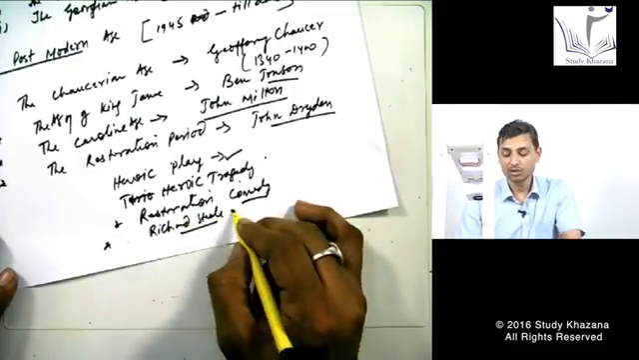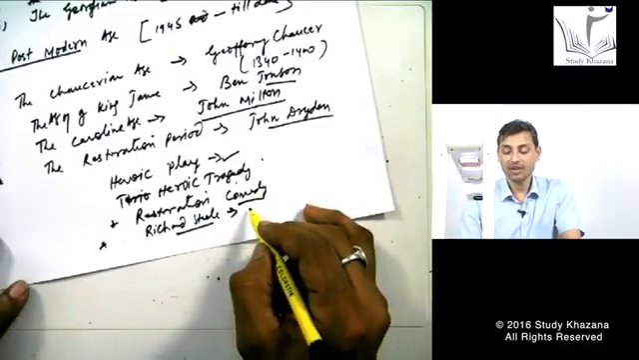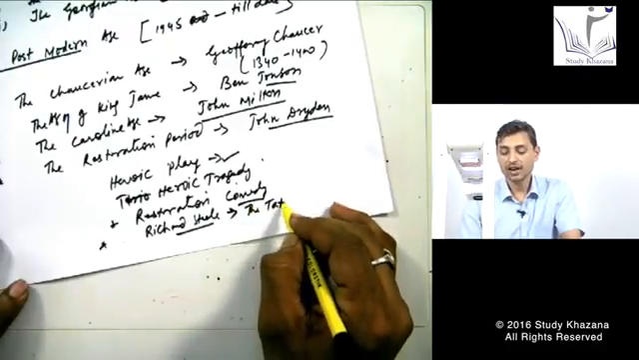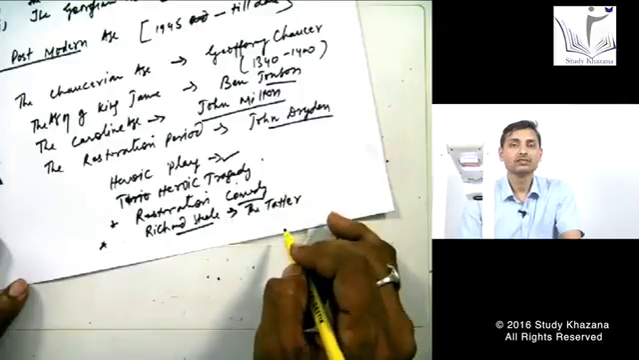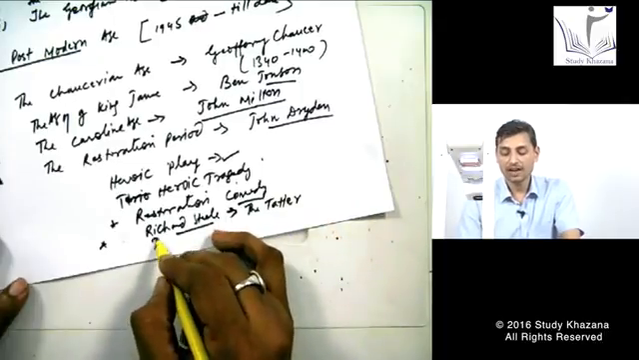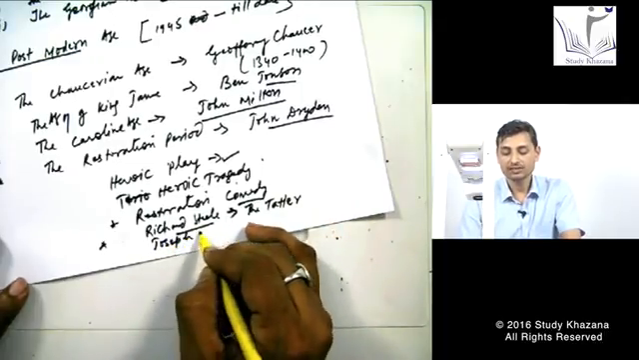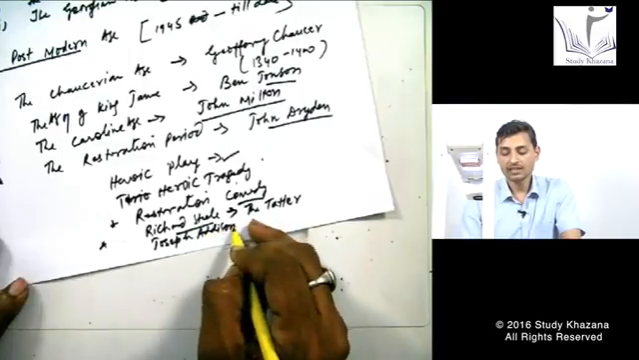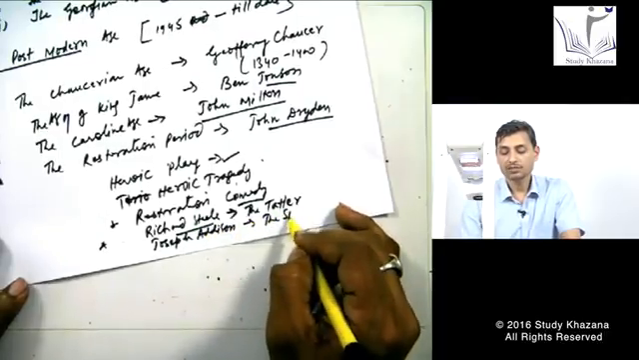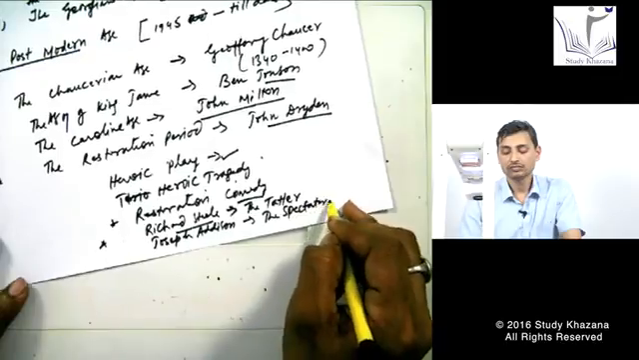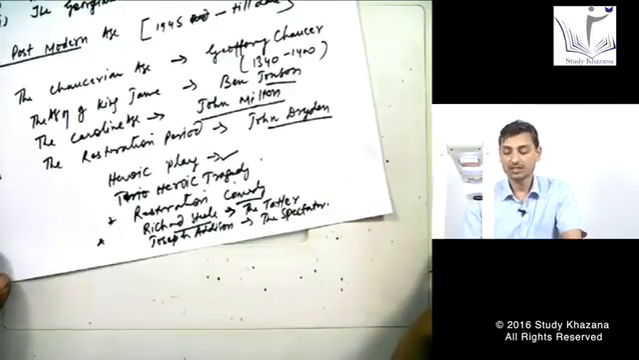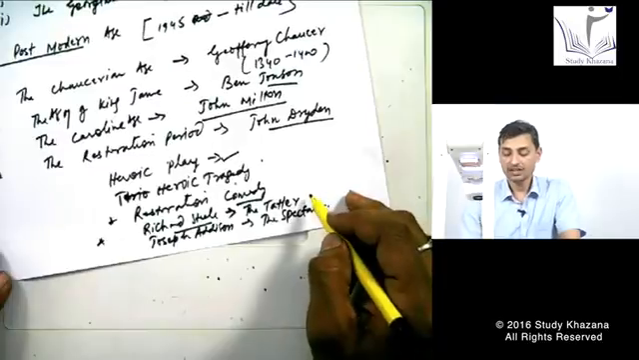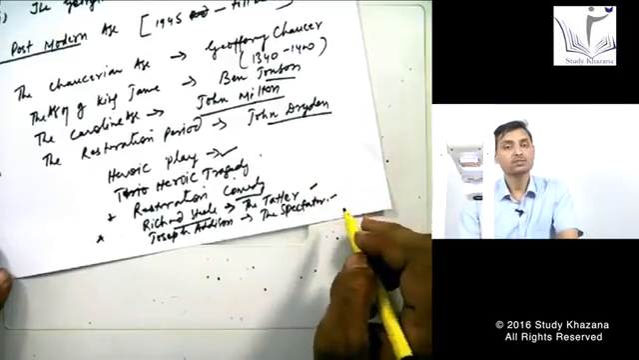Richard Steele is actually known for producing a well-known periodical that is known as the Tatler, which was later on followed by Joseph Addison's The Spectator. In fact, Tatler was followed by Spectator.